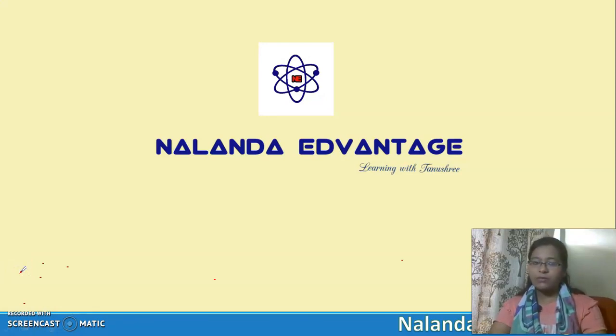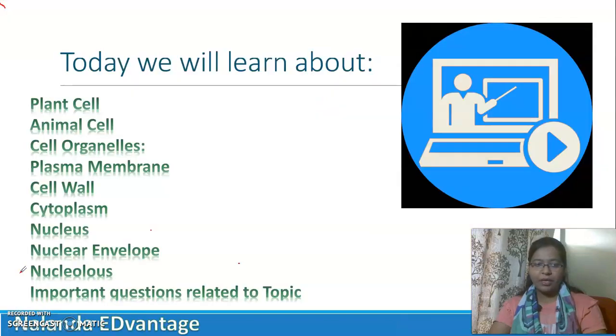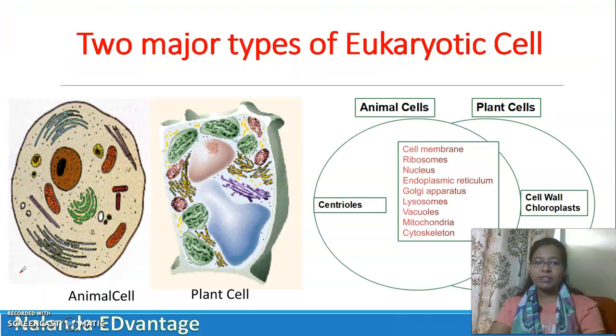This is part 2 of the series Cell in a Nutshell. In this class, we'll learn about plant cells, animal cells, different kinds of cell organelles such as the plasma membrane, cell wall, cytoplasm, nucleus, nuclear envelope, nucleolus. And at the last, we'll discuss the important questions related to the topic. Let's quickly start with this.